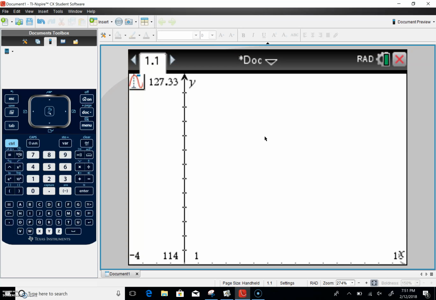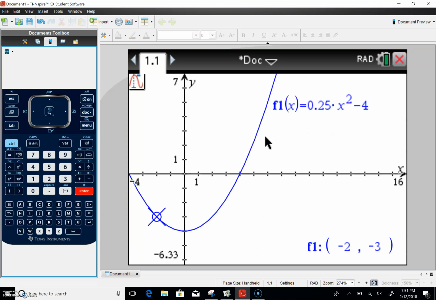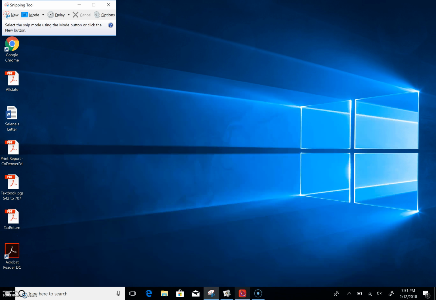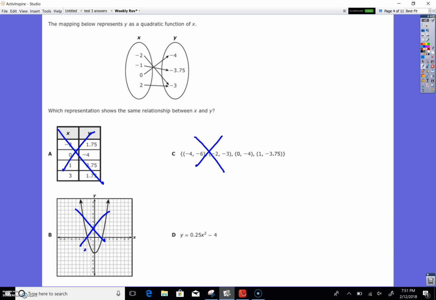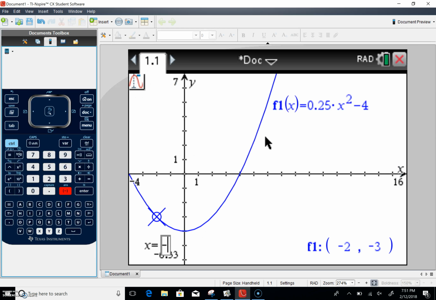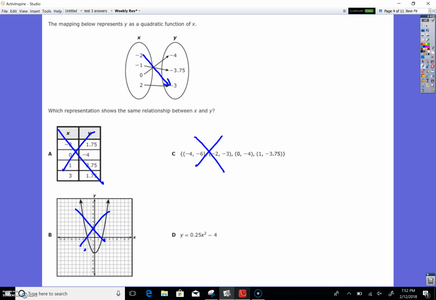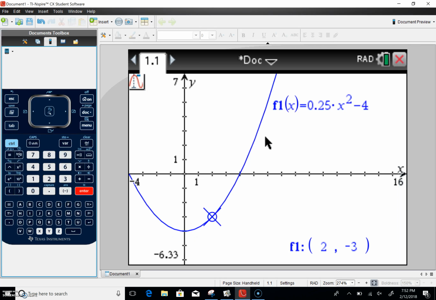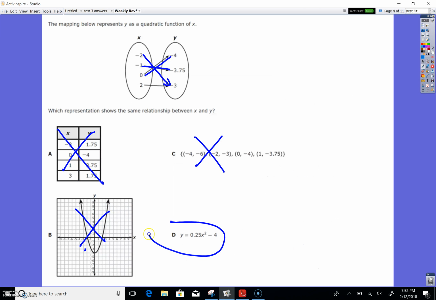First number we want is negative 2, right? Negative 2 is negative 3. Oops. Negative 2 is negative 3. That is correct. Negative 1 is negative 3.75. 0 is negative 4. So that's good. And then 2 should be 3. 2, enter. See, 2 is negative 3. Okay? So this is going to be good.